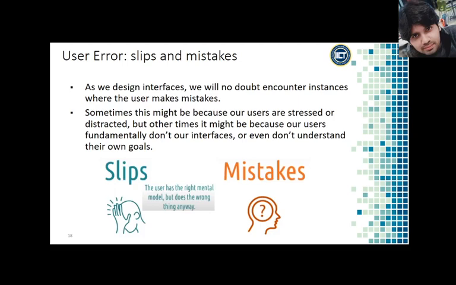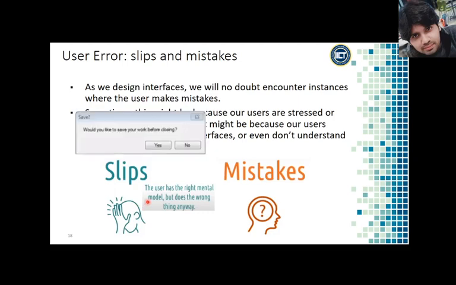In designing interfaces, there are two kinds of user error that we are interested in avoiding. The first are called slips. Slips occur when the user has the right mental model, but does the wrong thing anyway. Take this box for example. Prompting a user closing a program on whether they'd like to save their work, in all likelihood, the user knows exactly what they want to do, and typically it's going to be to actually save their work. If you ask them to explain what they should do, they would say, click yes.